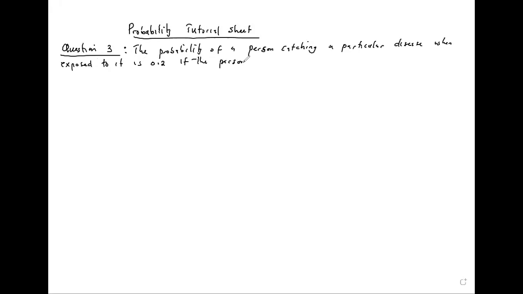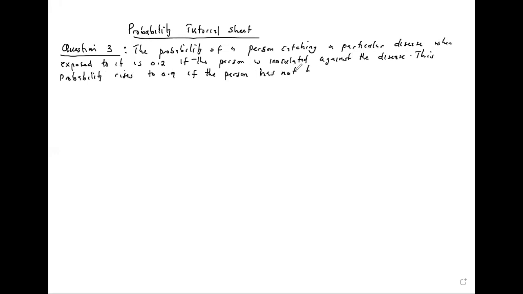If the person is inoculated against the disease, then this probability rises to 0.9 if the person has not been inoculated.